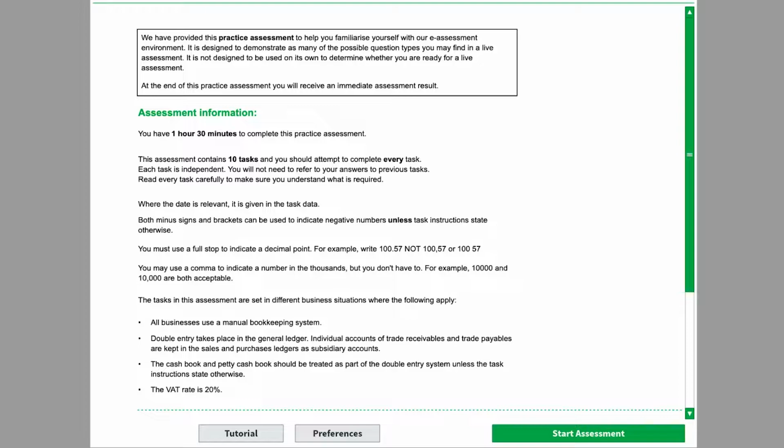So for this exam you have an hour and a half to complete 10 tasks worth a possible 120 marks, which means with a competency level set at 70% you'll need 84 out of the 120 marks in order to pass.